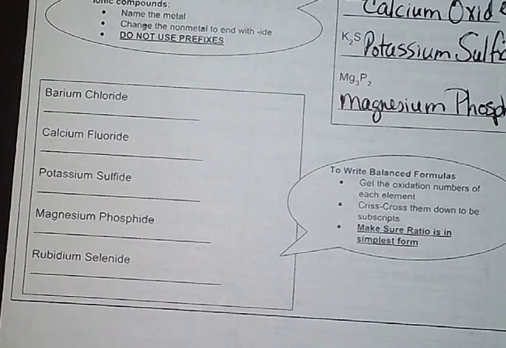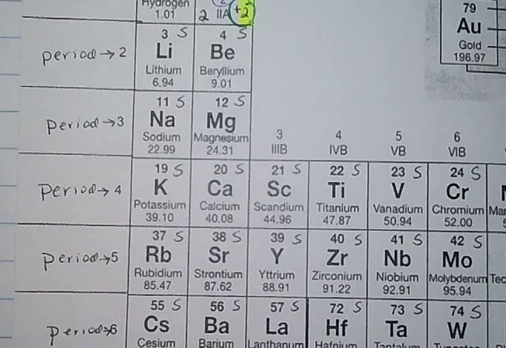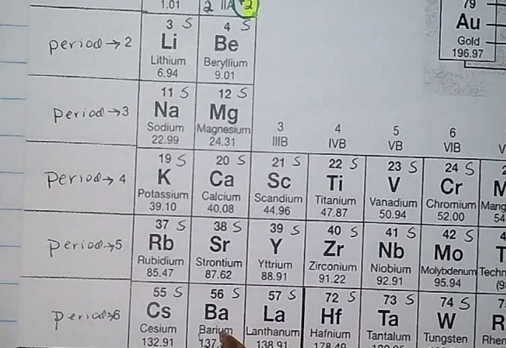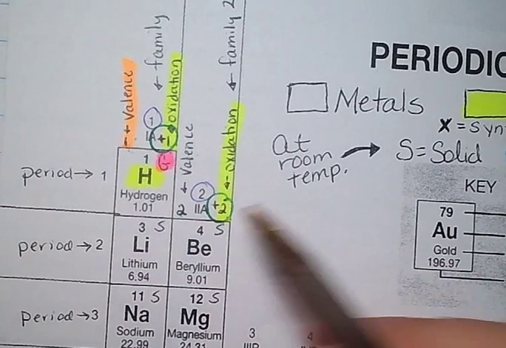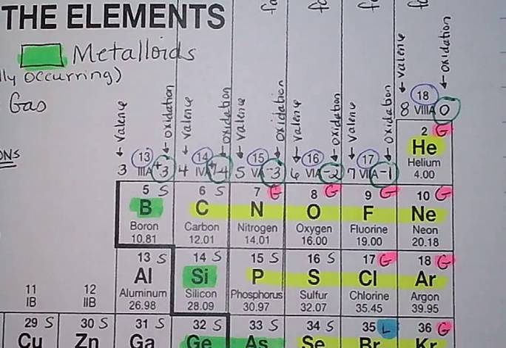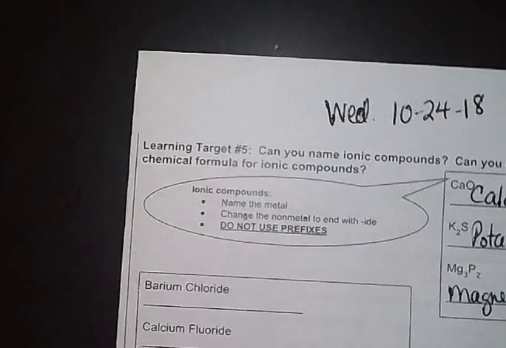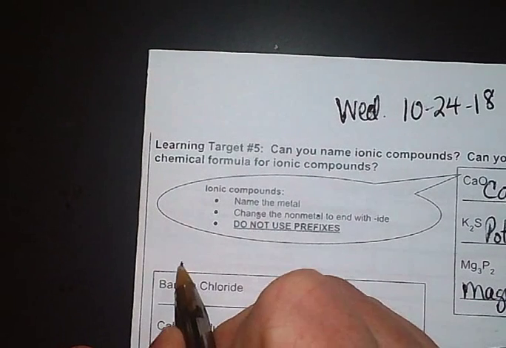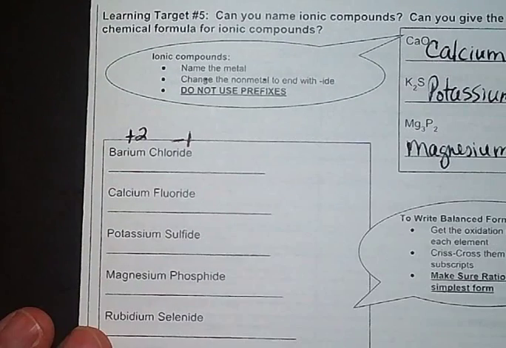Okay, so like barium and chlorine, I've got barium chloride. So for barium, I have to go here to my periodic table. I see barium is in family 2, which is going to give me a +2 oxidation number. And then chlorine is over here in family 17, which is a -1 oxidation number. So I found those, and that's how I find those on the periodic table. So barium, we said, was a +2, and chlorine is a -1 charge. So we found the oxidation numbers.